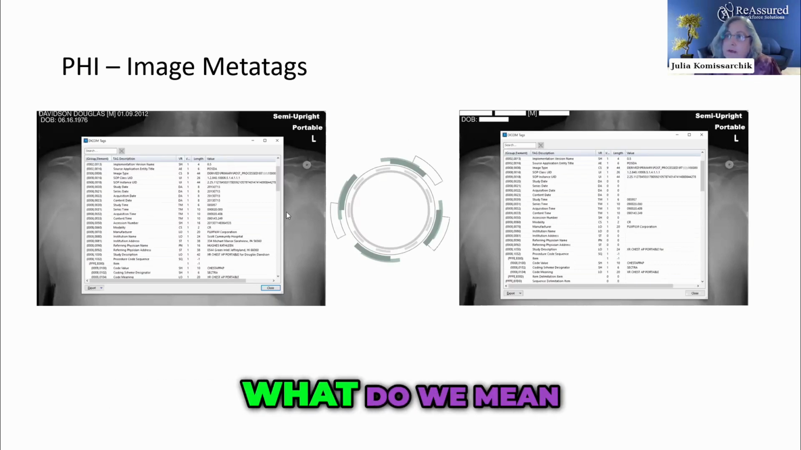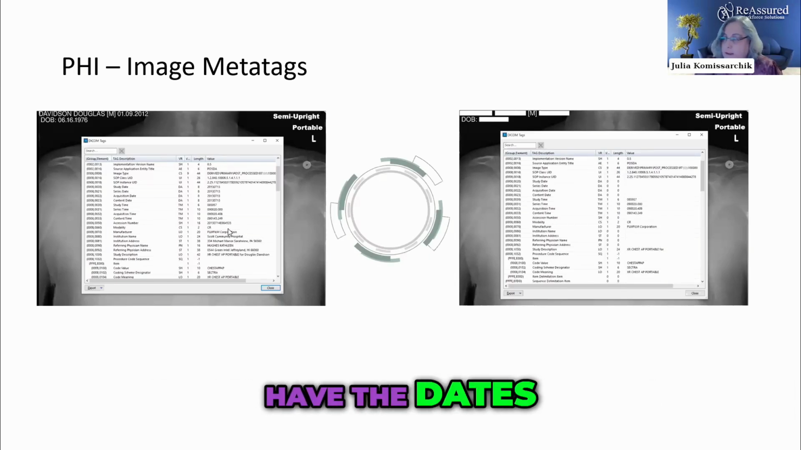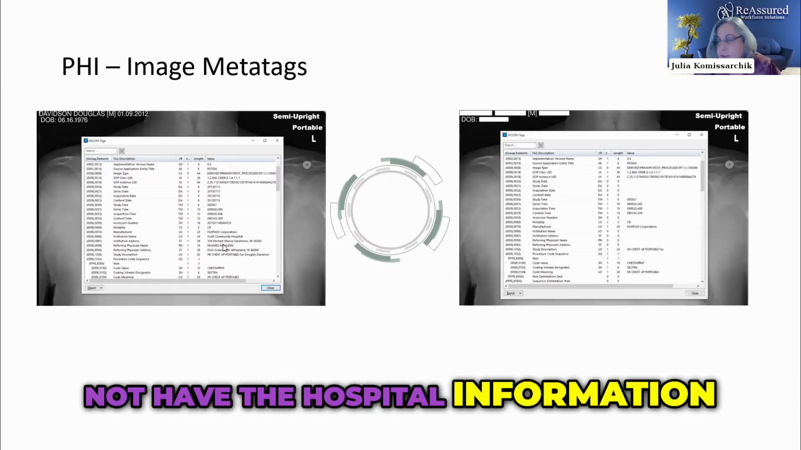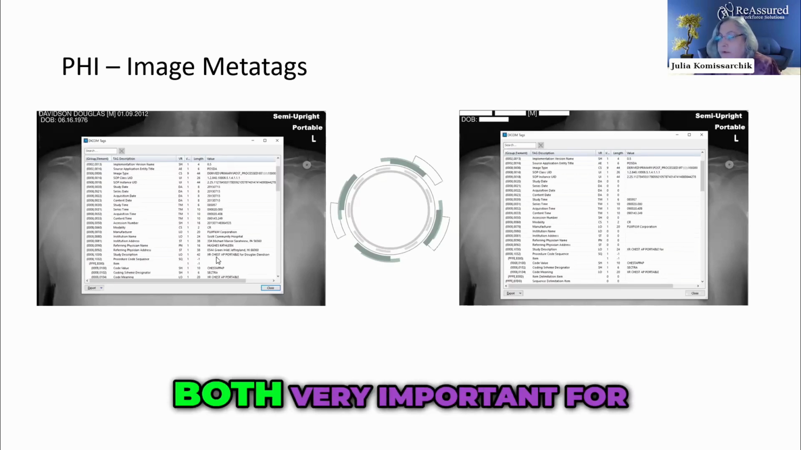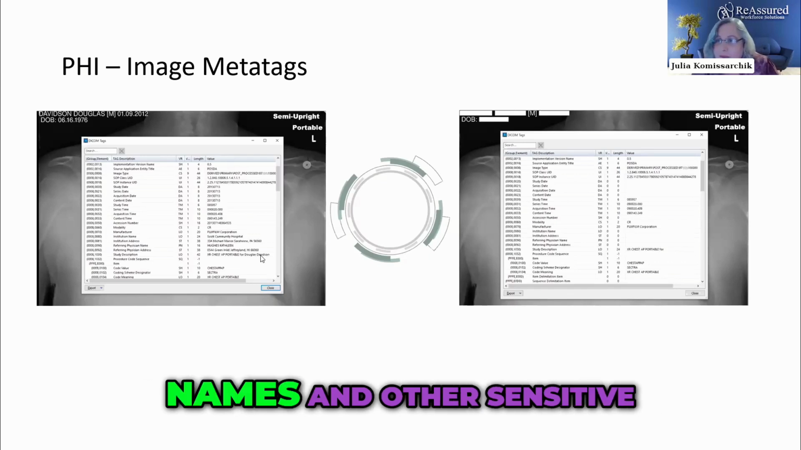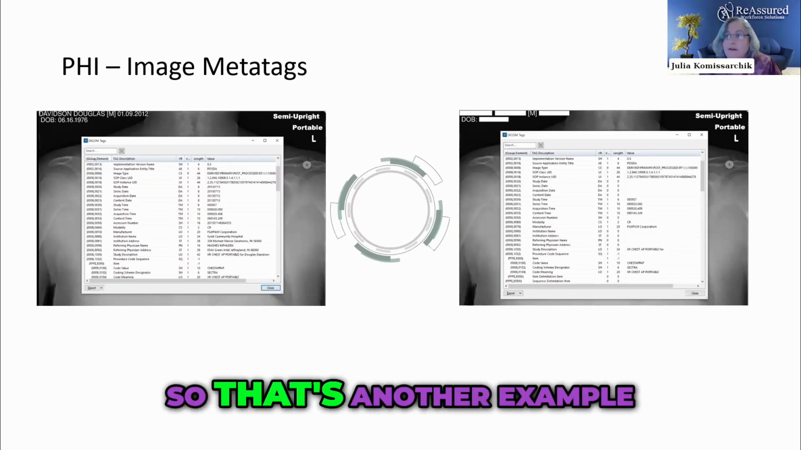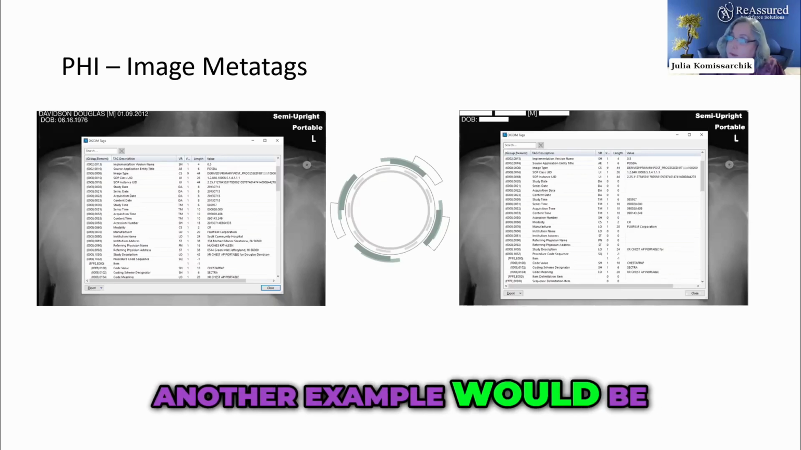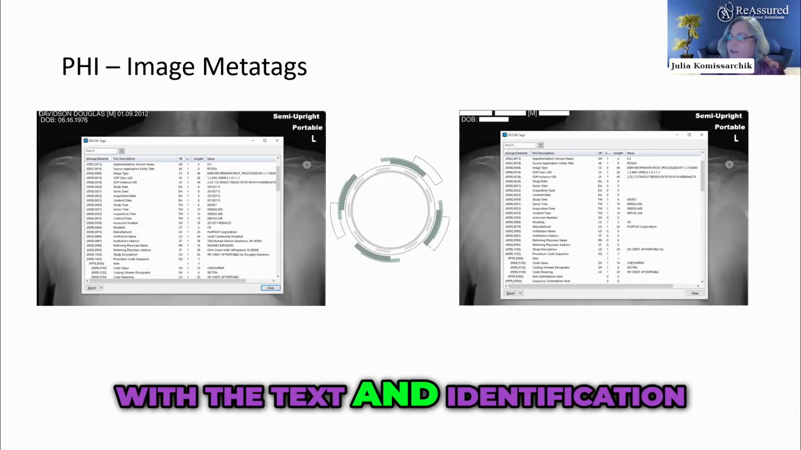And once again, what we mean by de-identification is not having the dates, not having the hospital information. And quite often we have things like study description, where it will have both information very important for research and the names and other sensitive information which needs to be removed. So that's another example. Another example would be, this is for medical images. I won't show text because we're all familiar with text and de-identification.